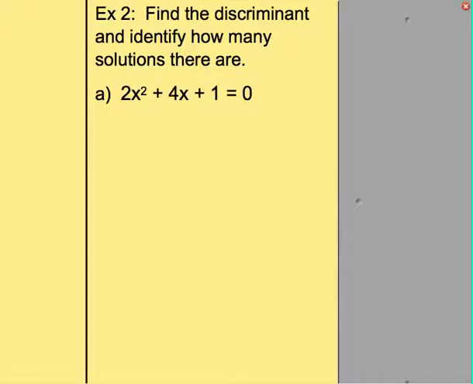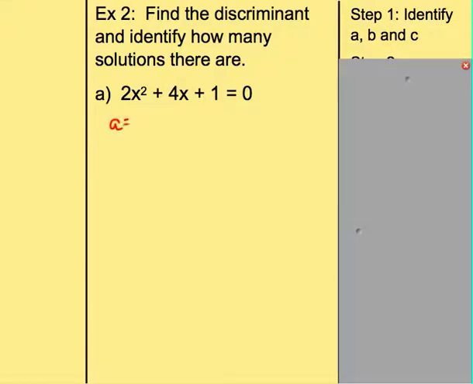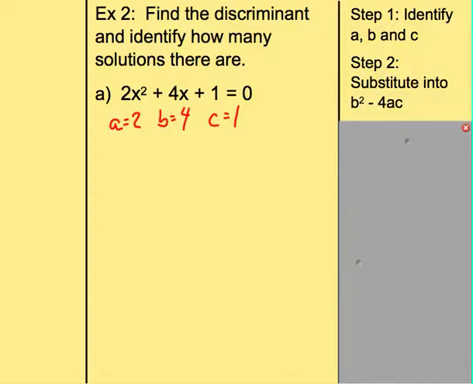So, practicing that piece of information, identify the discriminant and tell how many solutions there are. So this time, we're still identifying a, b, and c. A, remember, is the coefficient of x squared, b is the coefficient of x, c is the constant. Step 1 should really be set it equal to 0. Just like the quadratic formula, we still need our equation equal to 0. Substitute those into the discriminant, b squared minus 4 times a times c.